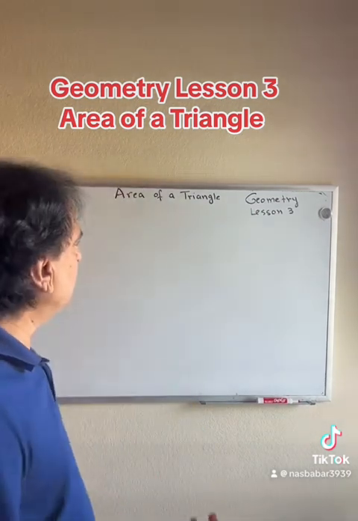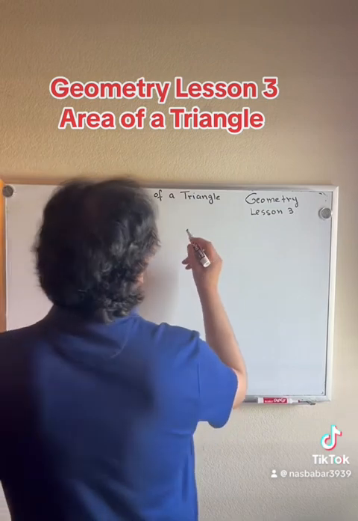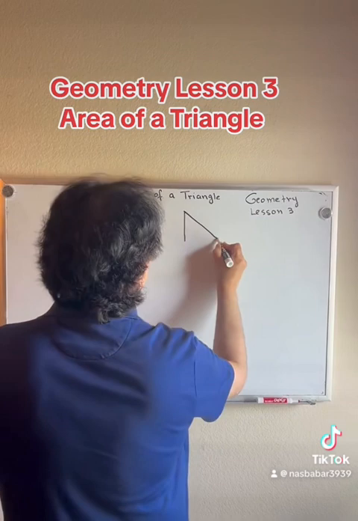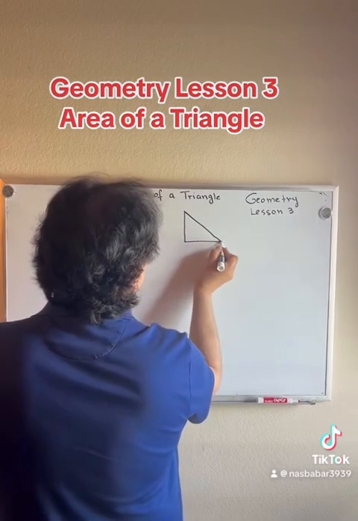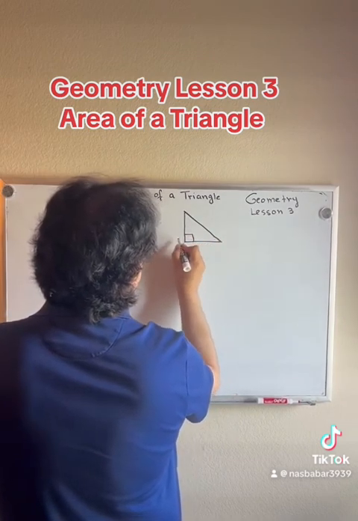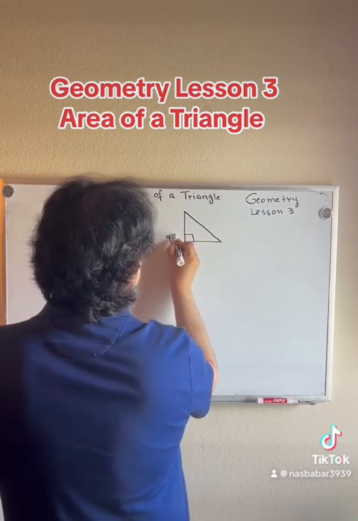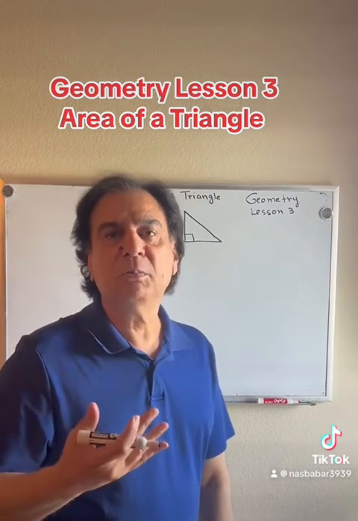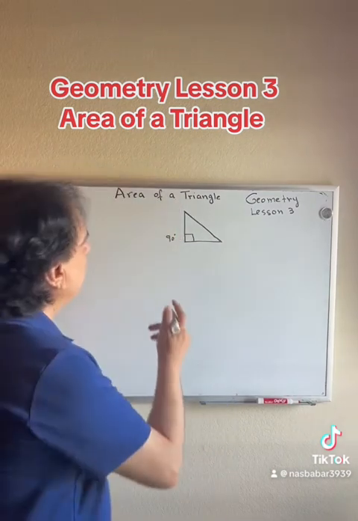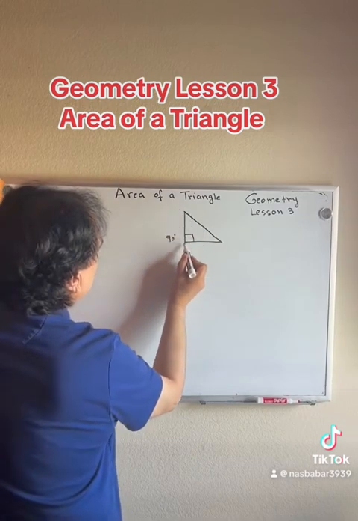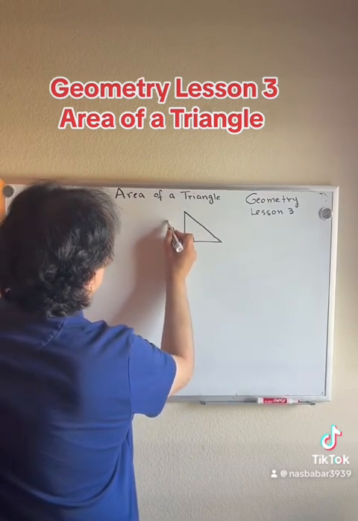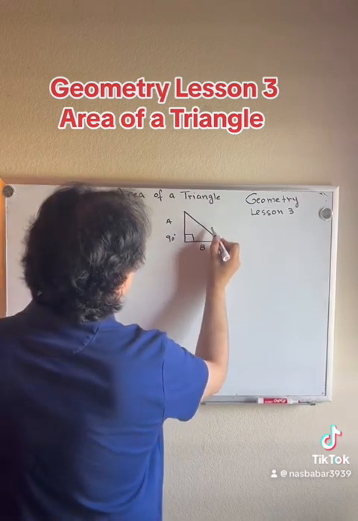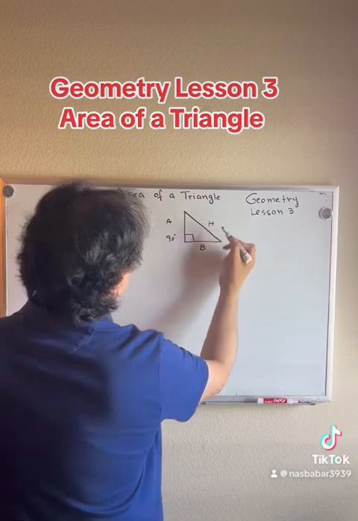So let's do that. Let's say you have a triangle which looks like this right here, okay? And this angle right here is 90 degrees, right? So then this is basically a right-hand triangle. That's the terminology which is used. So basically this right here is going to be your altitude, okay? This right here is going to be your base, and this right here is going to be your hypotenuse, right?